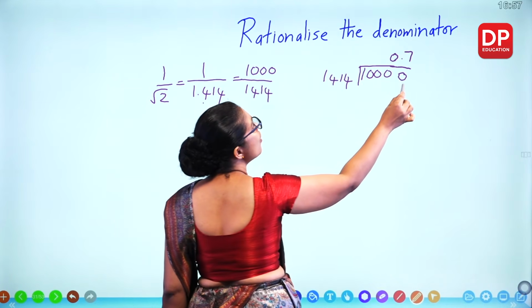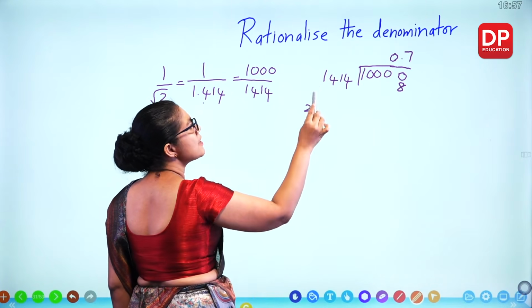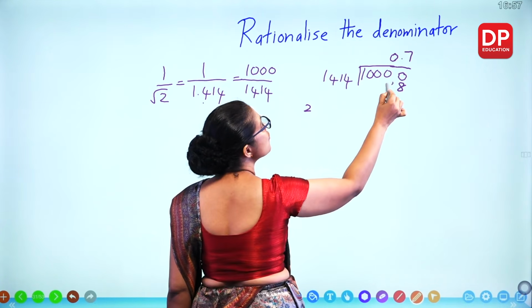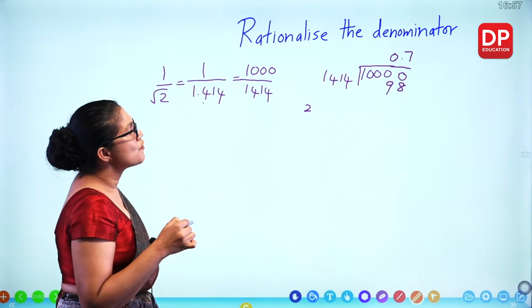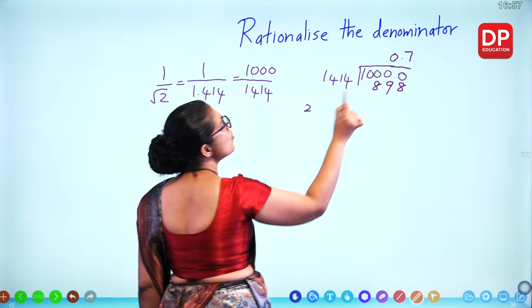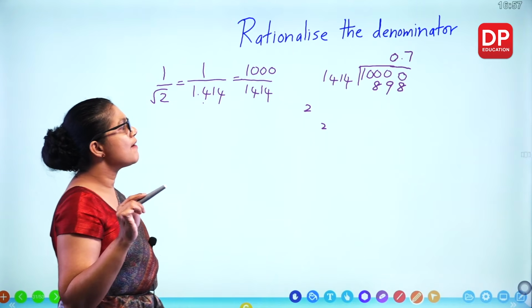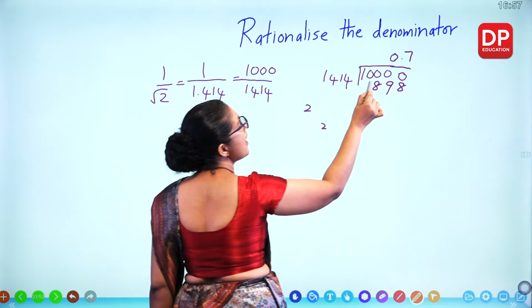7 times 4, 28. 2 remaining. 7 times 1, 7. 7 plus 2, 9.